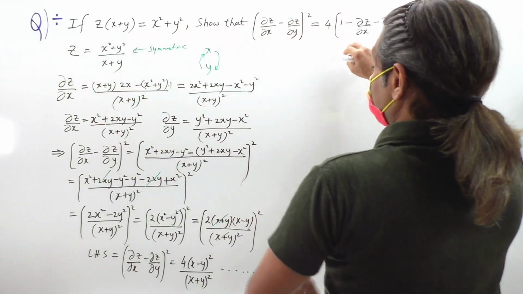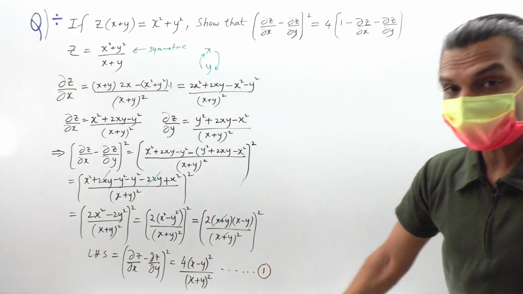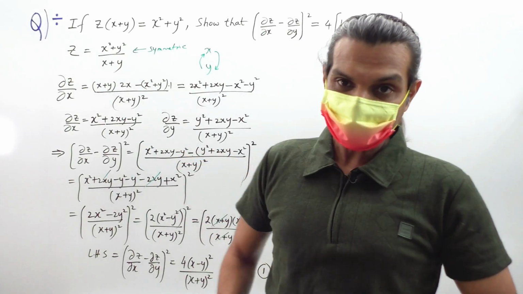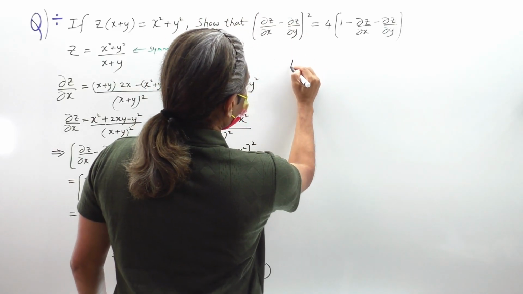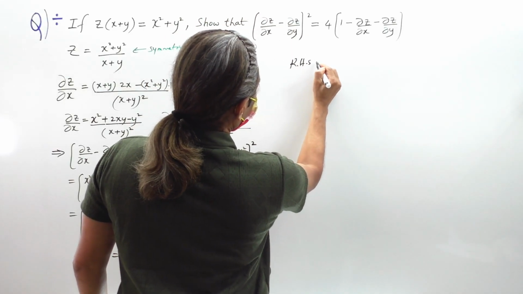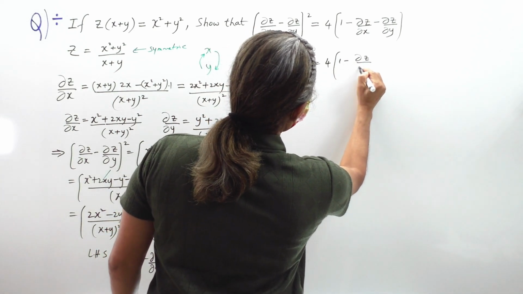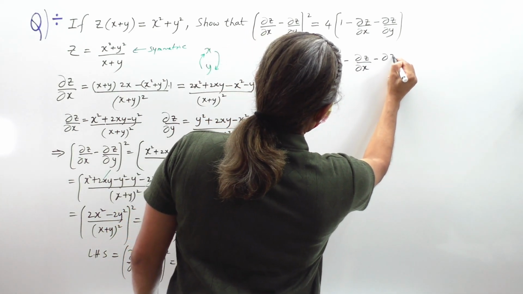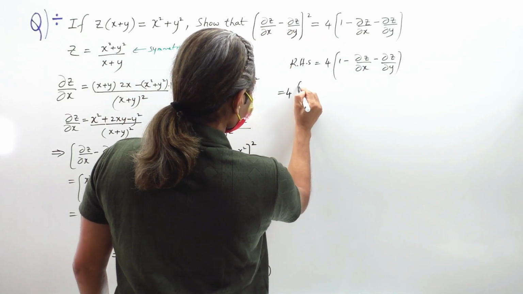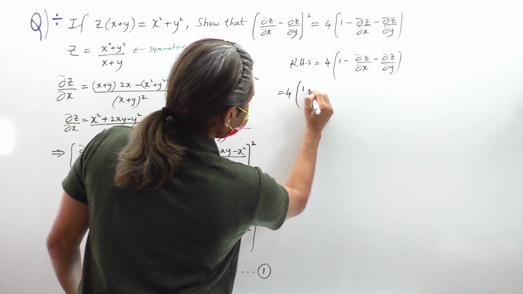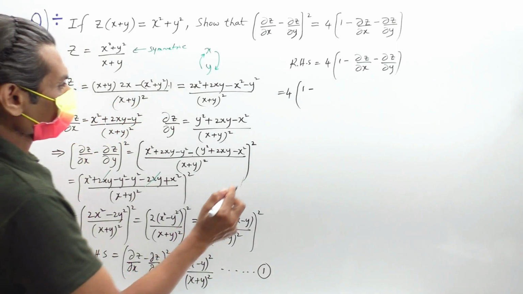Now we have to prove the RHS. If you prove this equal to the same, then we are done. That's the answer, right? So we have RHS equals 4 into (1 minus dou z by dou x minus dou z by dou y). That will be again 4 into 1 minus, see, what is dou z by dou x we got? It's x squared plus 2xy.